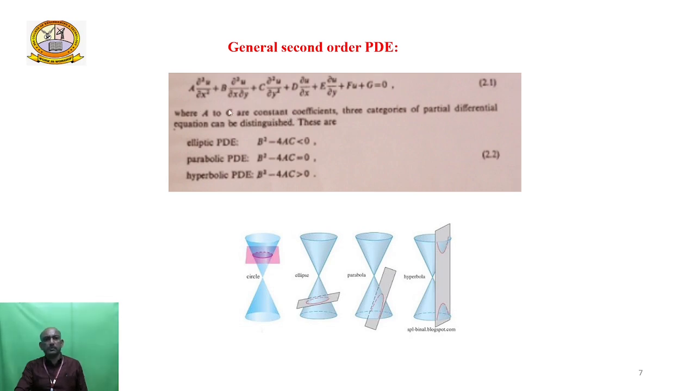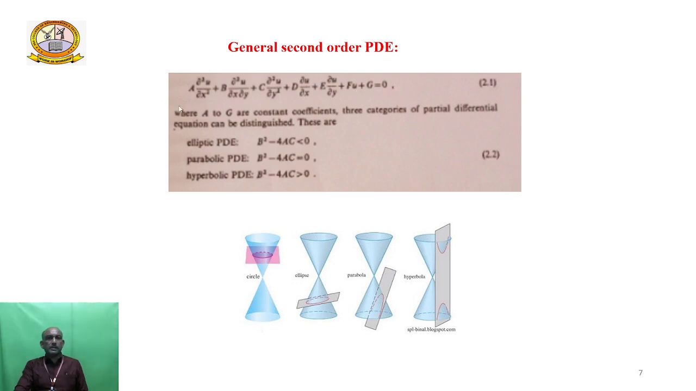The general form of the partial differential equation: a, b, c, d, e, f, g are constant values. So first a dou squared u by dou x squared, plus b dou squared u by dou x dou y, plus c dou squared u by dou y squared, plus d dou u by dou x, plus e dou u by dou y, plus f of some function, plus a constant, equals 0.